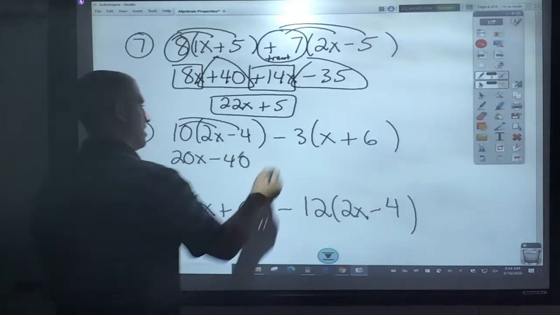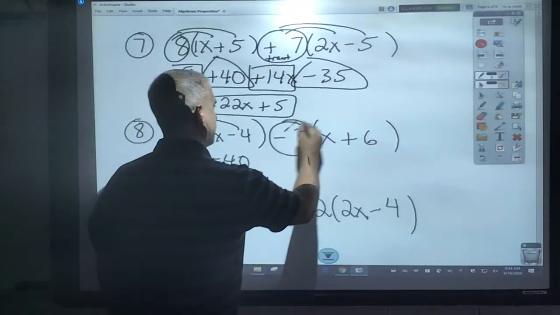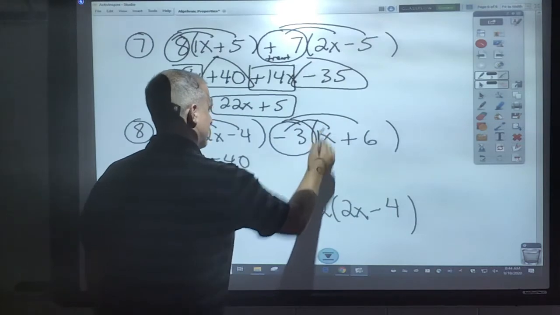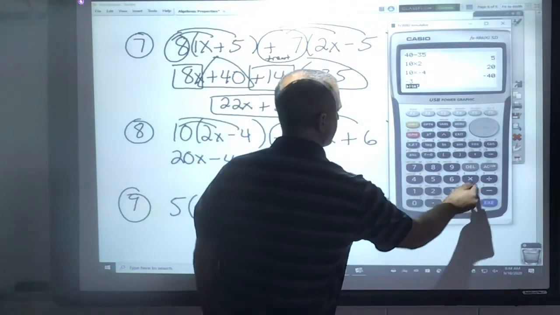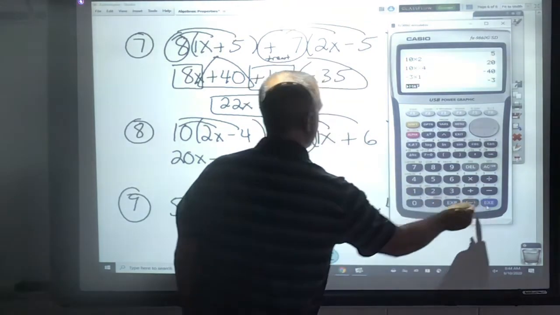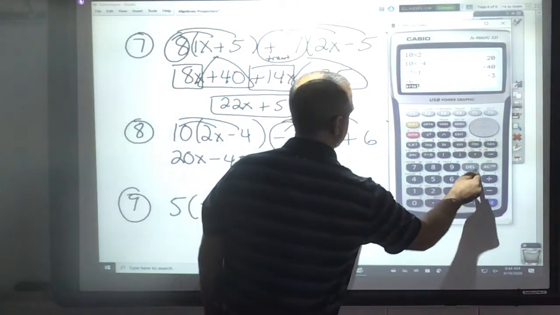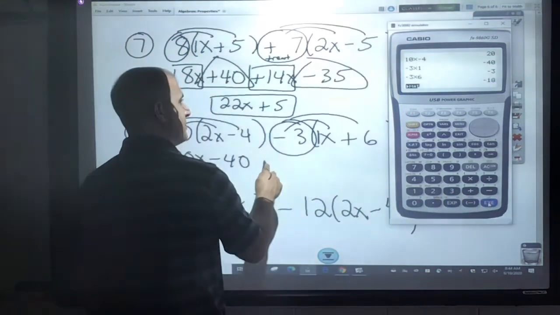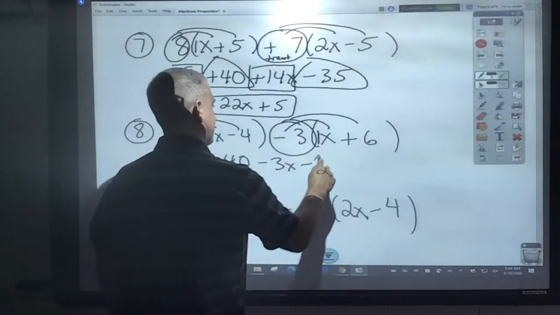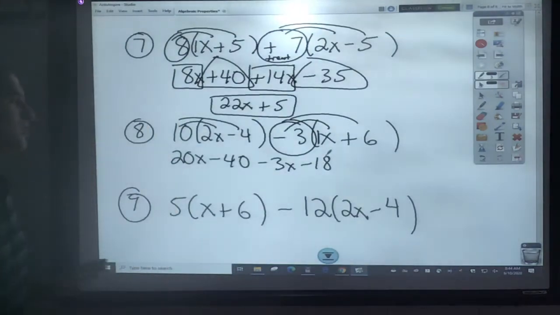Now, I am going to treat this like a negative 3. So I'm going to put that 1 there, and I'm going to treat that like a negative 3 because there's a minus sign. So negative 3 times 1, negative 3 times 6. So I got negative 3x and minus 18. Okay, so that's very important you treat that like that.